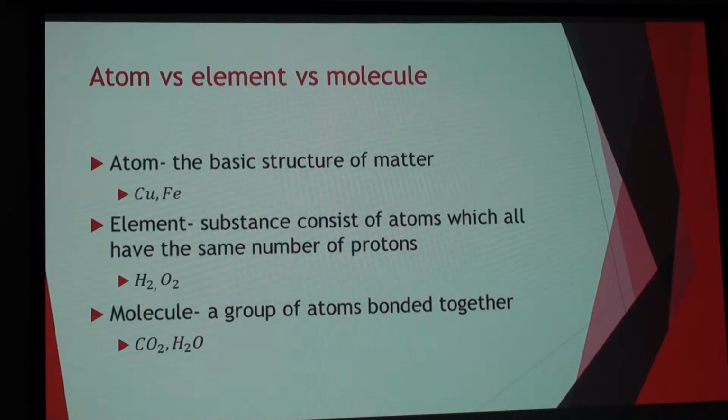Next, we have a molecule, which is a group of bonded atoms. Here we have, for example, carbon dioxide and H2O, which is the molecule for water. If you notice, the difference between an element and a molecule is that an element only has one type of atom and the molecule has multiple types of atoms.